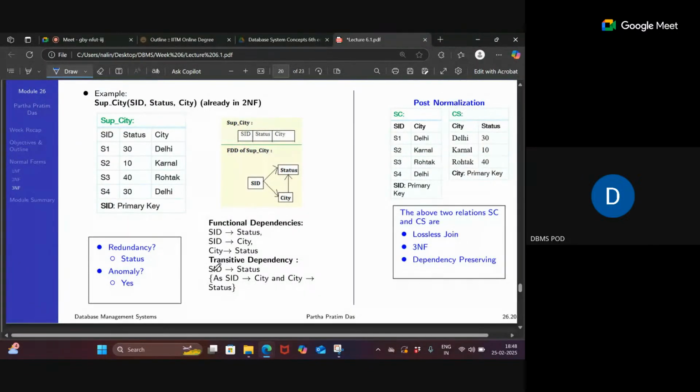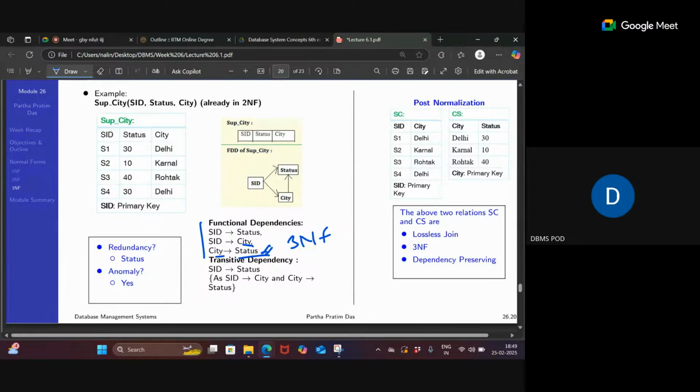Is there any transitive dependency? Like a non-prime attribute determining another non-prime attribute, exists, right? Here you can see city determining status. City is a non-prime attribute which is determining another non-prime attribute, status. So this is not in 3NF. As we have seen, this functional dependency means it is not in 3NF. A transitive dependency exists. You can check for 3NF whether a non-prime attribute determines another non-prime attribute. If that dependency exists, then the relation is not in 3NF.